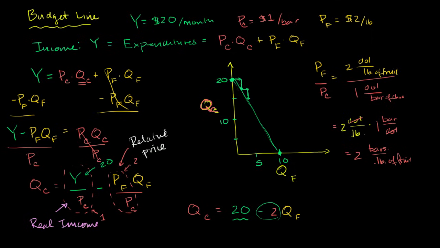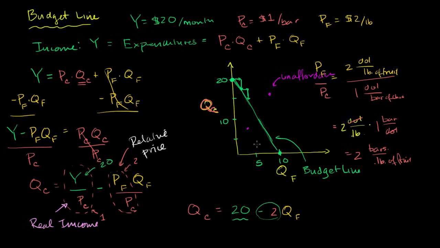And so this line right over here shows all of the combinations of the divisible goods we can buy if we spend all of our money. So that right over there is our budget line. And any combination out here is unaffordable. We don't have enough money for that. And any combination down here is affordable. And actually, we would end up with extra money if we're below the budget line.